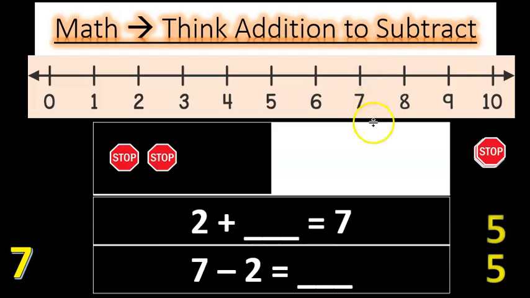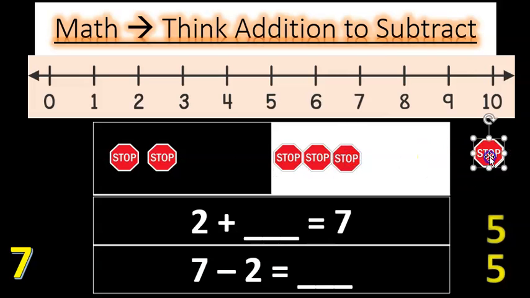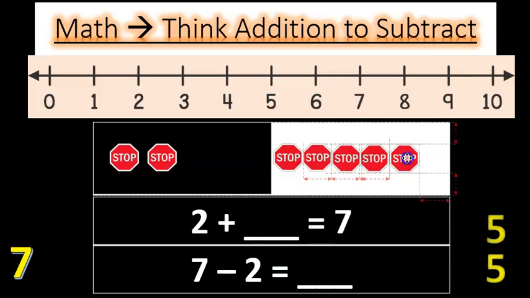Good job. So how many stop signs do we need to put in here? 5. Good job. So let's count. 1, 2, 3, 4, 5. So look at that. We now have 5 stop signs in the white rectangle.